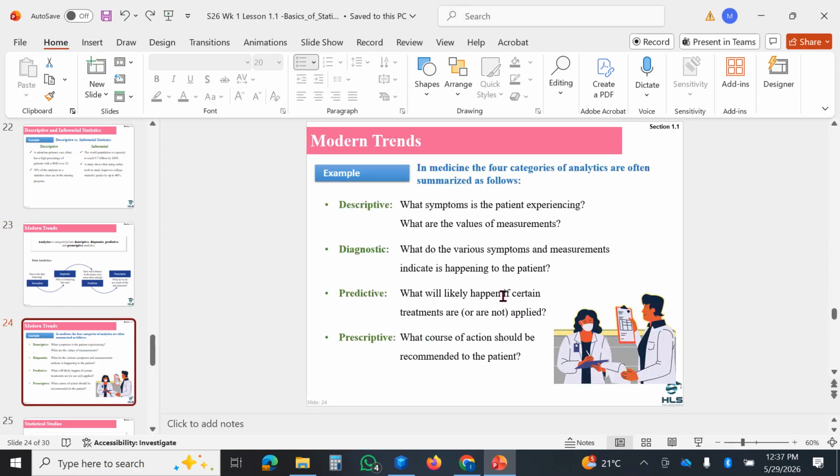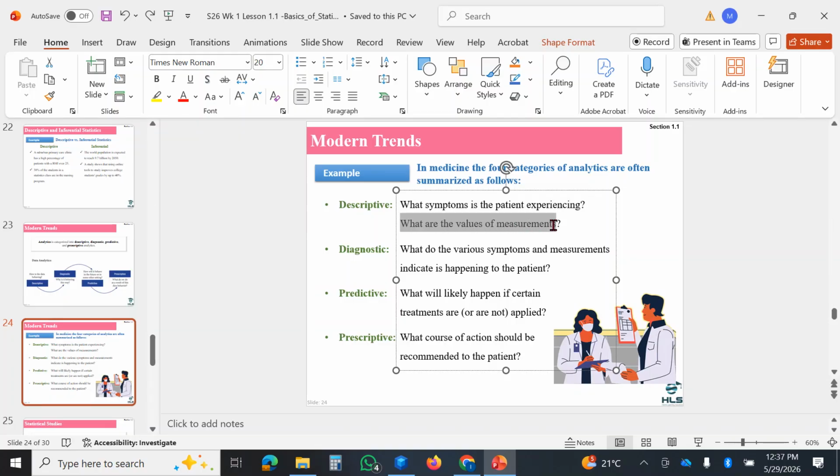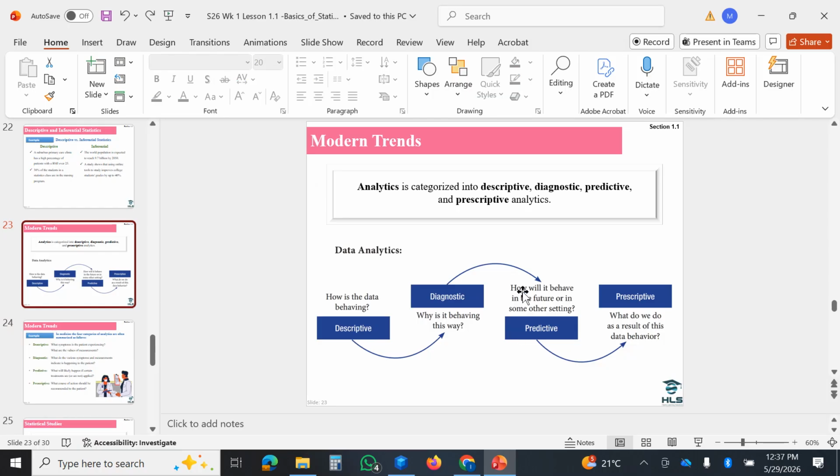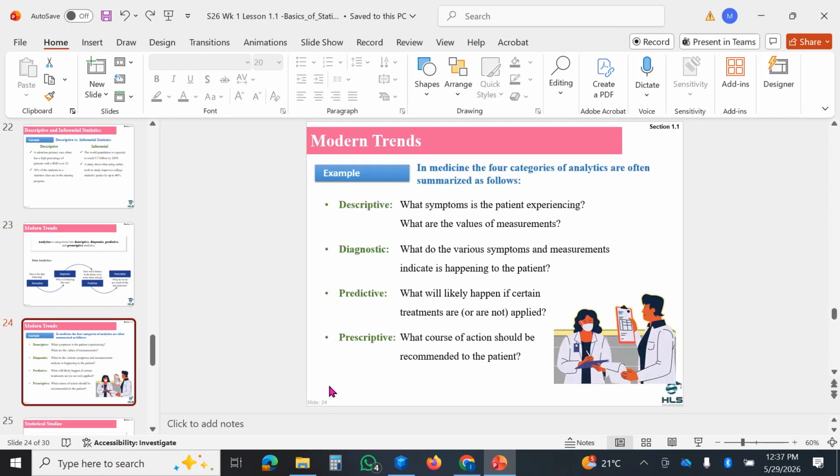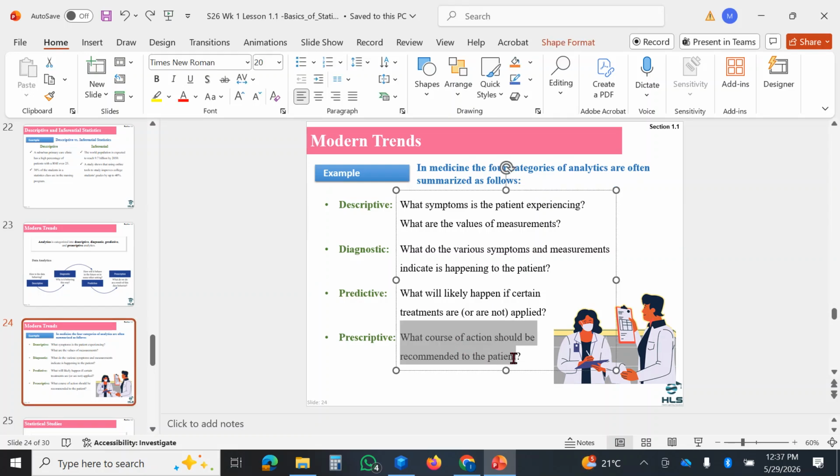There they are again, just some examples here. Descriptive: what symptoms is the patient experiencing? What are the values of the measurements? We need the information. Diagnostic: what do the various symptoms and measurements indicate is happening? There's that why. Predictive: what will likely happen if certain treatments are or are not applied? Let's go back to here: how will it behave in the future? And then prescriptive: what course of action should be recommended to the patient? How can we make the patient's lives better? How can we use this information to save more lives?